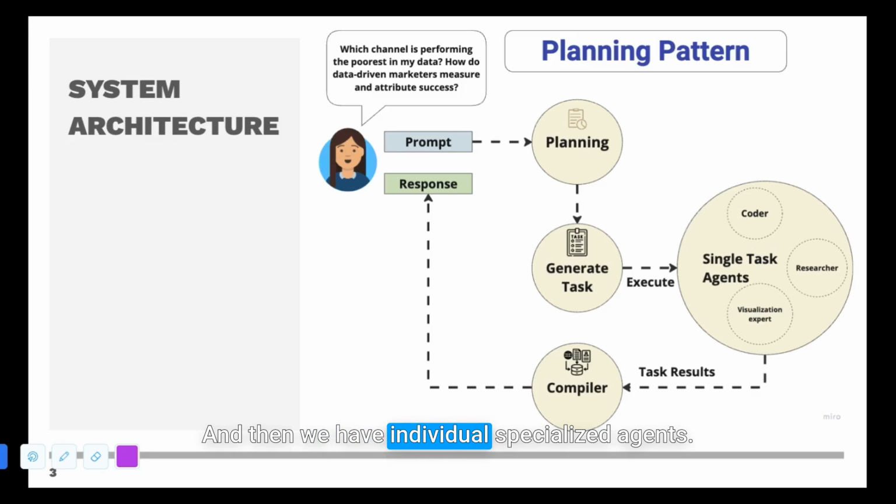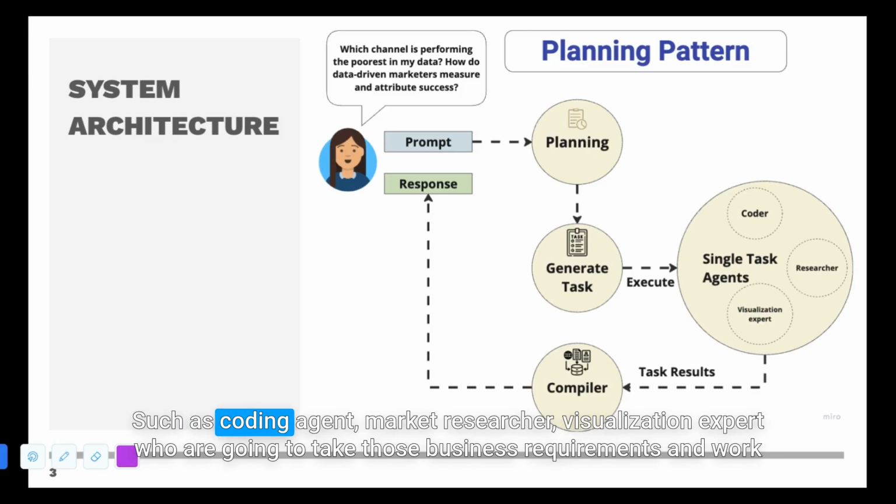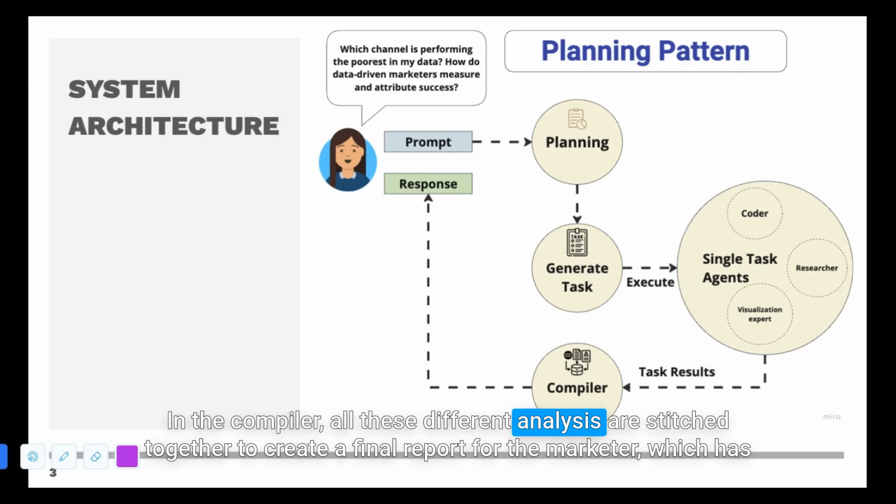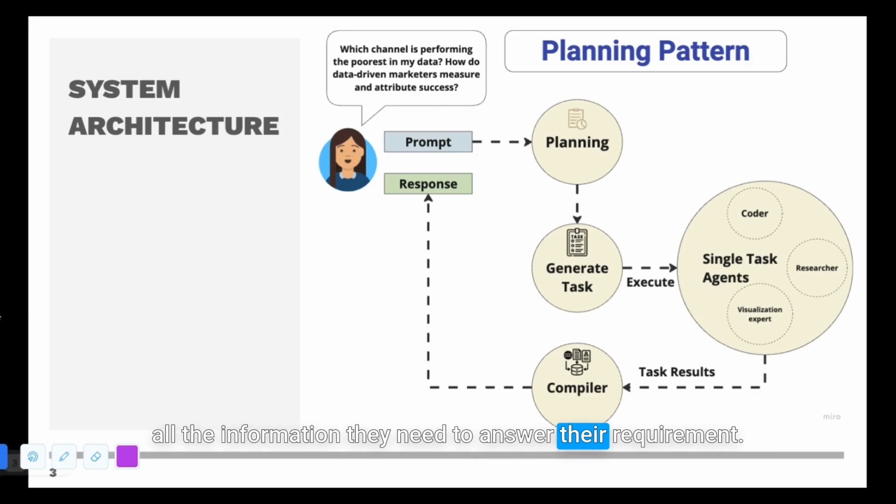And then we have individual specialized agents such as coding agent, market researcher, visualization expert, who are going to take those business requirements and work individually on them according to their expertise and spit out their analysis to the compiler. In the compiler, all these different analyses are stitched together to create a final report for the marketer, which has all the information they need to answer their requirement.